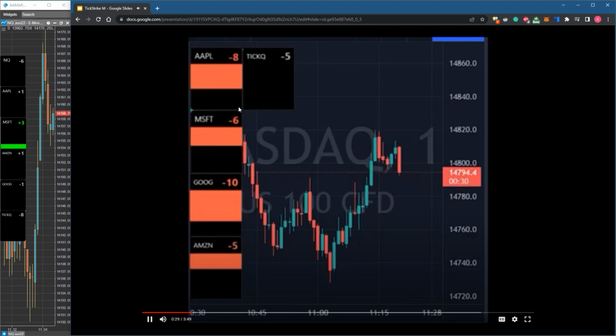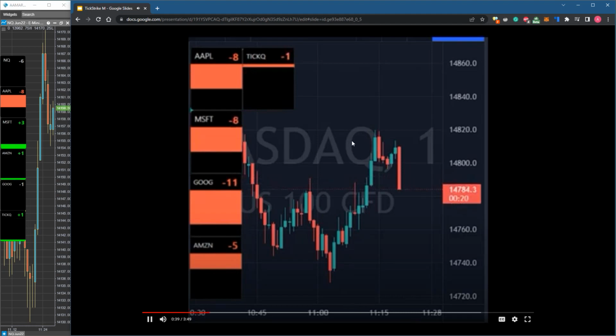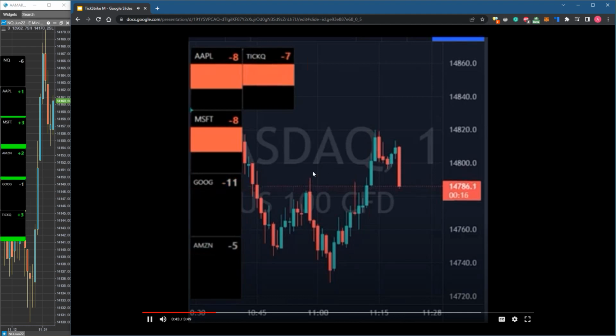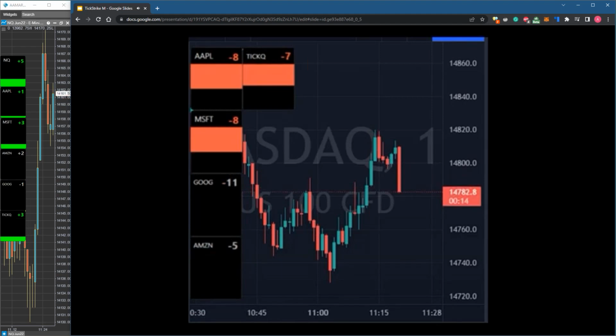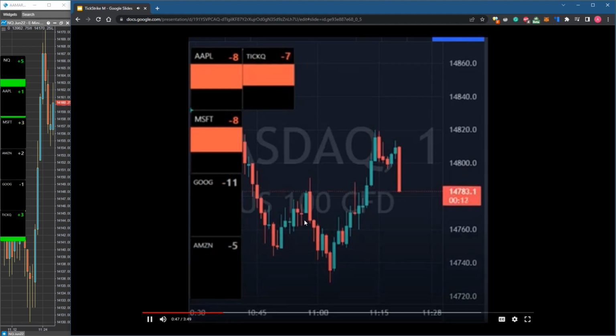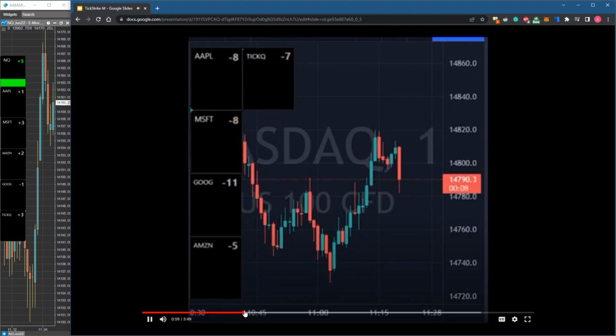So you can see Apple, Microsoft, Google aligning, and there is strength developing in this down move. So you notice that there was a notable push when the TickQ turned red, which is quite interesting, because that's when you get real momentum behind some of this stuff.